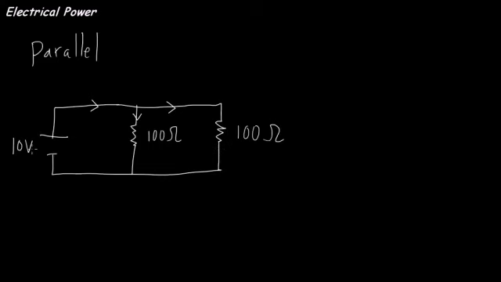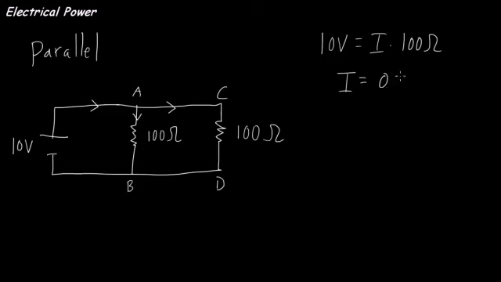Now remember that if I have 10 volts here, I also have, so let's call this point A and point B, point C, point D. I have 10 volts across this resistor and 10 volts across this resistor. So I can figure out how much current is passing through each one. So I have 10 volts equals I times 100 ohms, that's the resistor value. So my I is equal to 0.1 amps. That's how much is passing through this resistor.